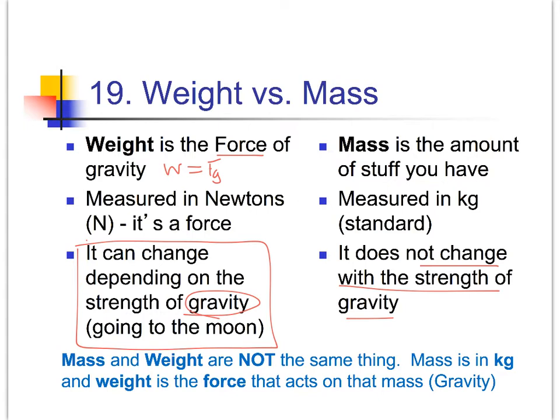Down here we have, and we've been doing this throughout the year, important things to know. All right, and this really is just a summary of this table, that mass and weight are not the same, and the key difference is that weight is the force of gravity, whereas mass is a measurement of the amount of matter.